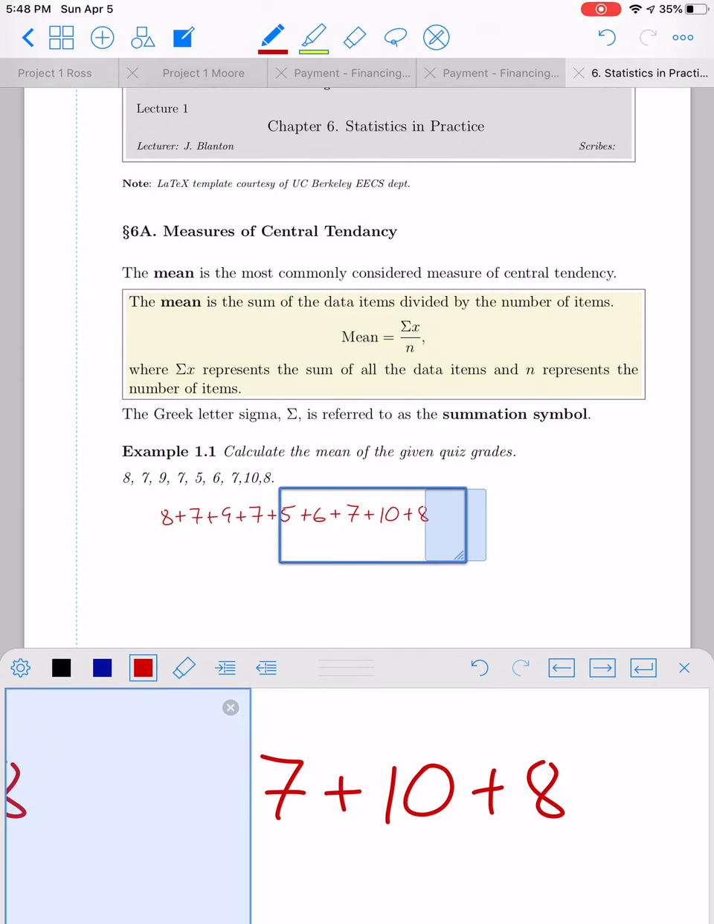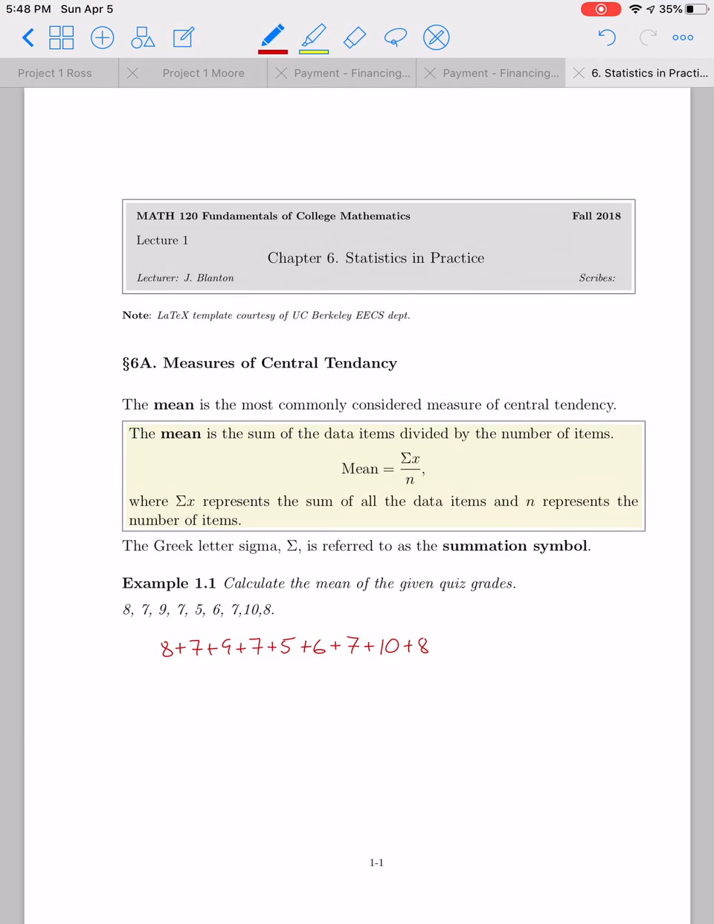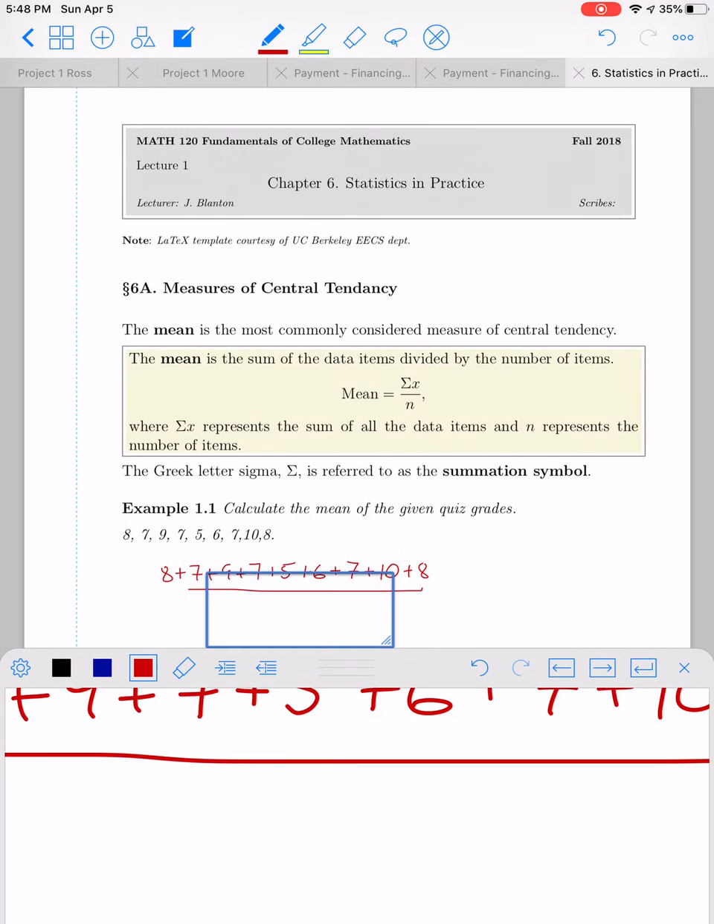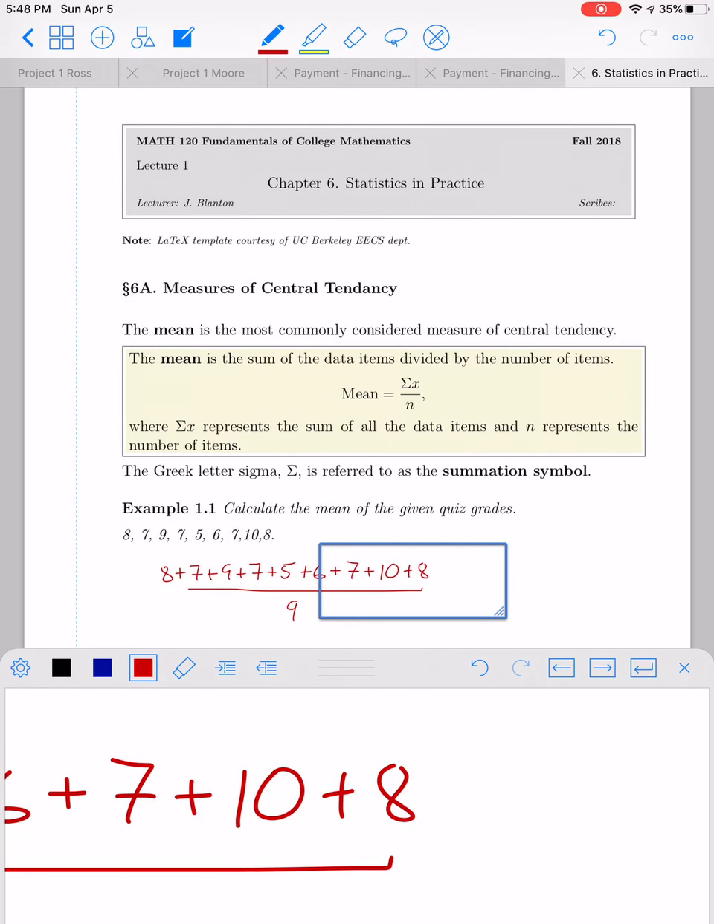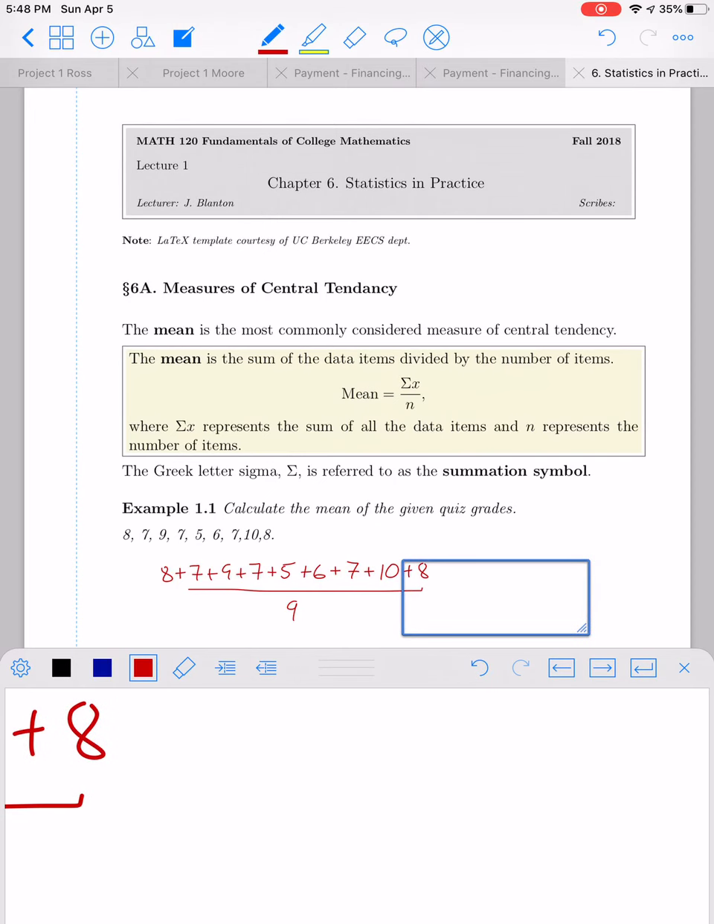There's nothing surprising happening here. We'll divide by the number of items on the list. So we have 1, 2, 9 numbers total. So we divide by 9. N is the number of data points, data items, data elements, however you want to think about it.